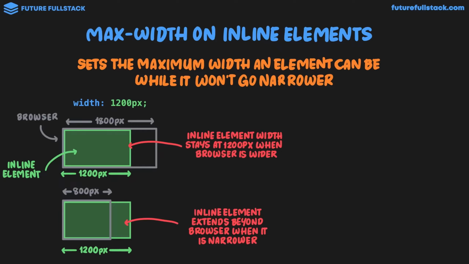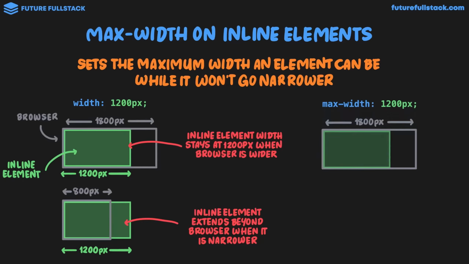Let's now compare this to the max width property on an inline element. We've got our same browser initially at 1800 pixels, and we apply a max width of 1200 pixels. So the inline element's width stays at 1200 pixels when the browser is wider. So far, the exact same behavior as a block level element. But here's where things get a bit interesting.